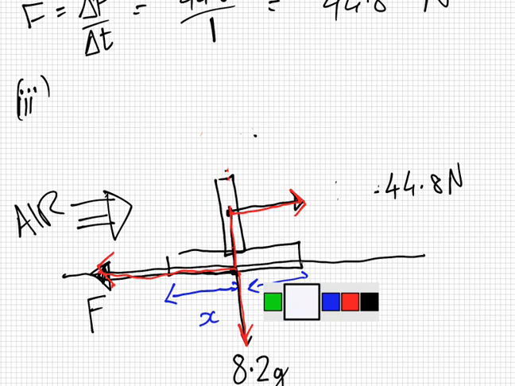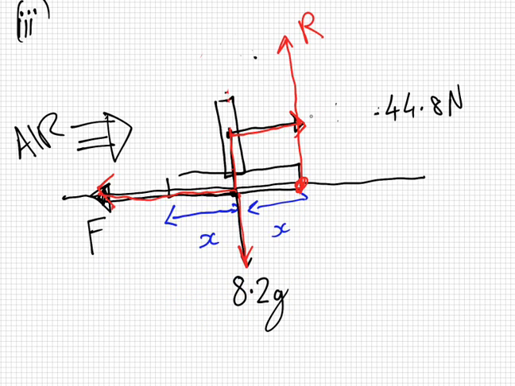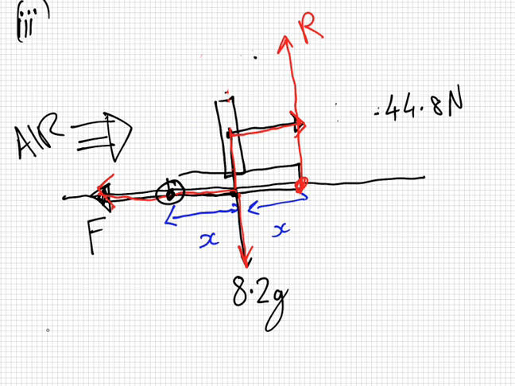So if I put it here instead, okay. Right, what point should we take as the turning point? What would be a good point to take? I'm thinking maybe here. What do you think? It's fine, isn't it? Yeah, I'll take it there. Okay. So firstly, the force going up is R, and that should equal 8.2 g, the force going down.